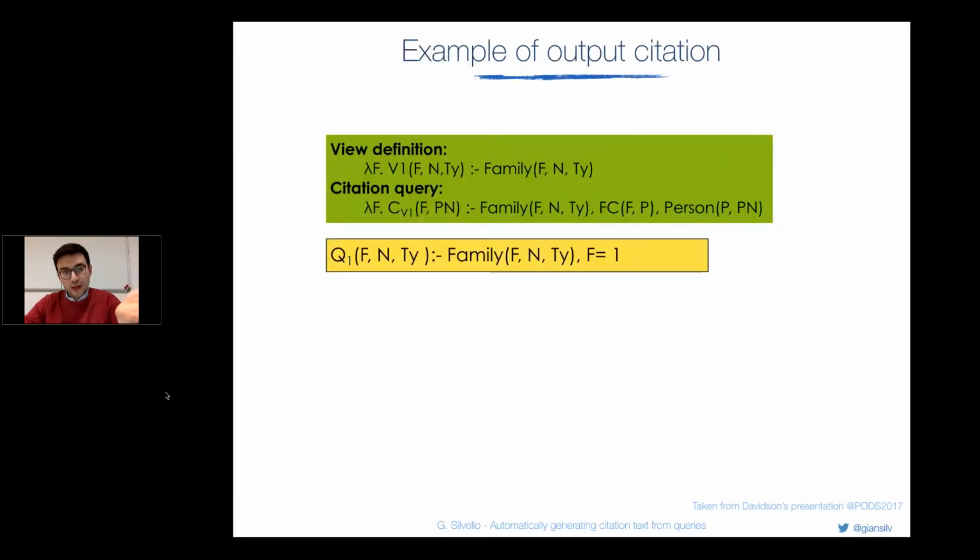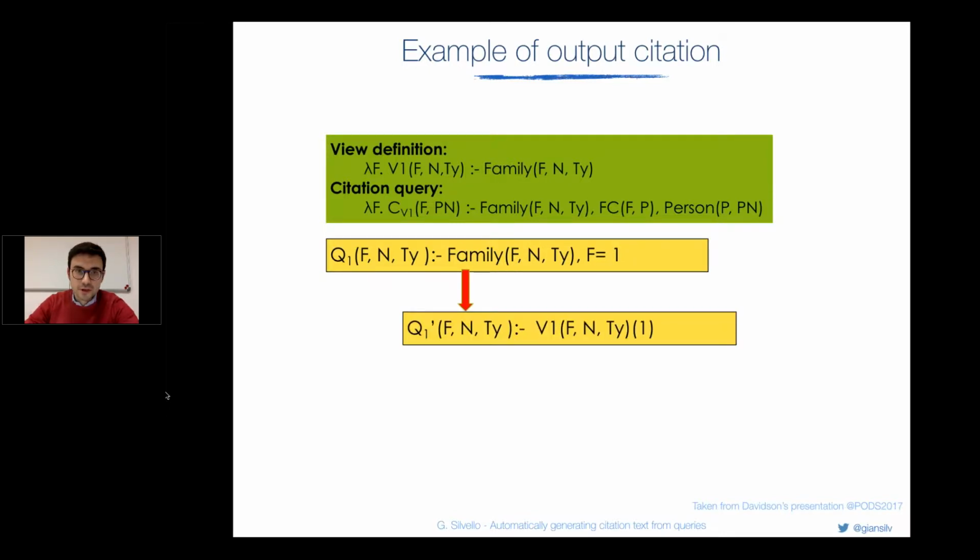But basically what I want to show you is the example of an output citation. So here we have a view definition, a citation query, and a query, right? So here it's immediate to see that we can rewrite Q1 with the view V1. So we have Q1 prime that is using V1.